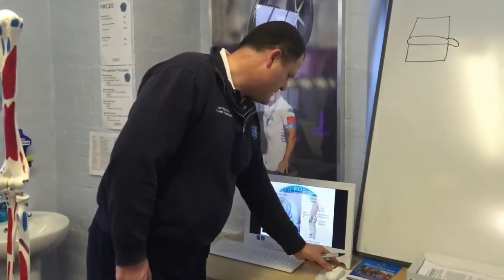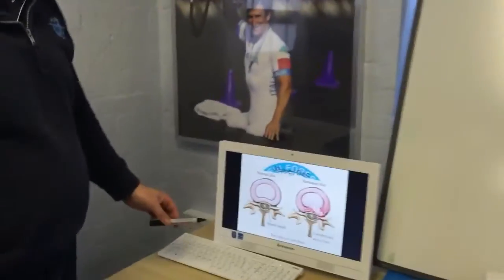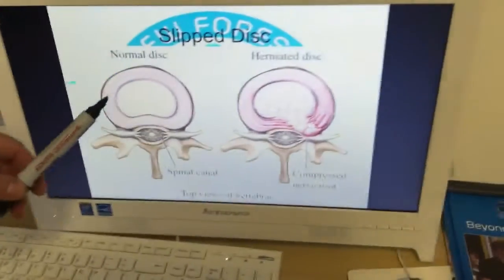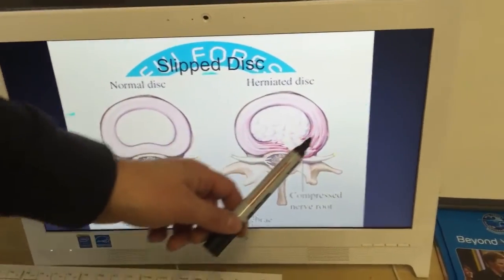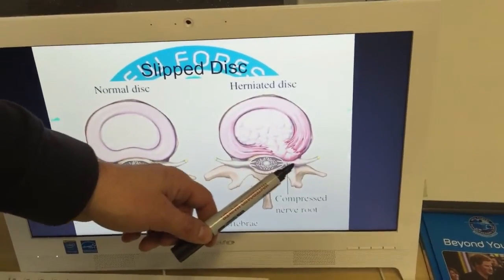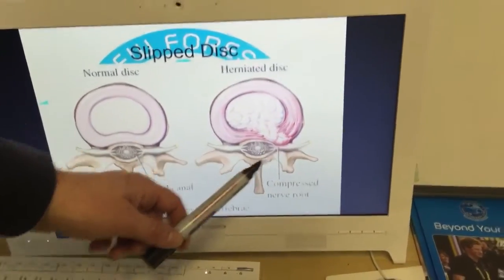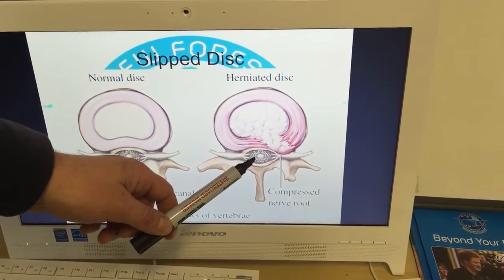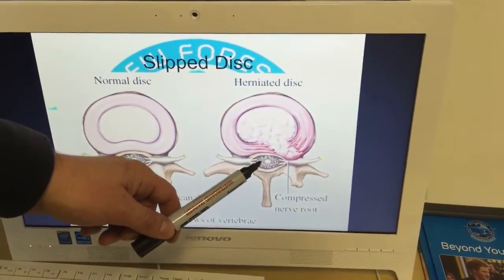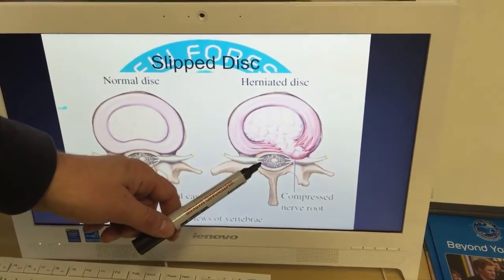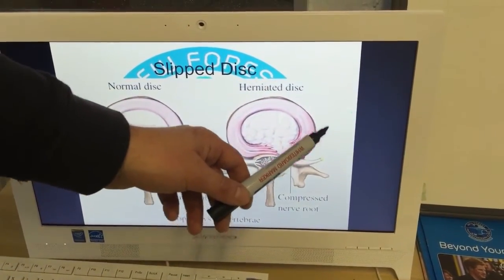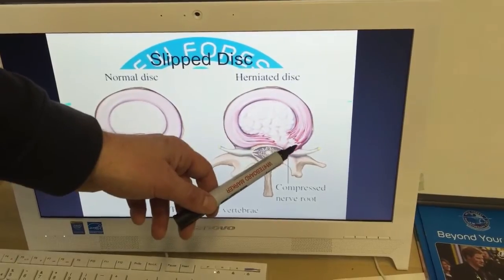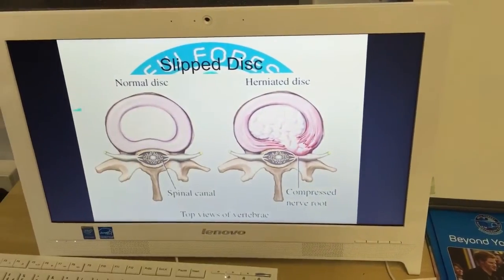On our computer here, we've got an image. So this is a normal sort of disc, and then this one here just shows a herniated disc. This particular image is onto a nerve root. If it came back here onto the spinal cord, that would lead to something called cauda equina. That would need decompressing. The best, if you're going to have a disc bulge, the best sort would be laterally here, so it's not pressing on a nerve root or the spinal cord.